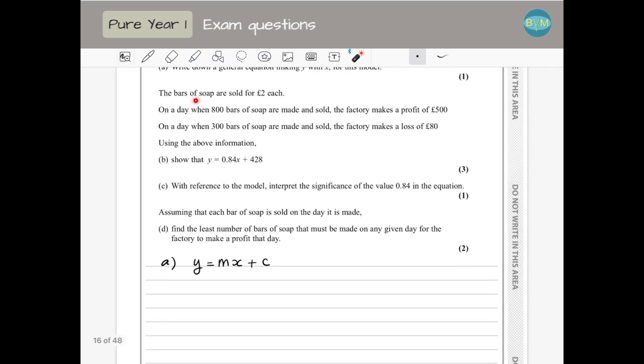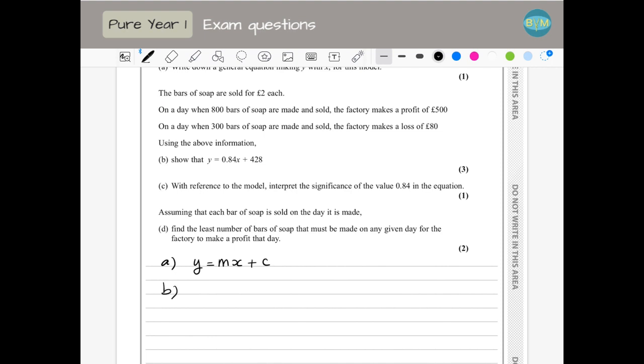Then the bars of soap are sold for £2 each, and on a day when 800 bars of soap are made, the factory makes a profit of £500. When 300 bars are sold, the factory loses £80. We have to find M and C using this information, and they are given, so we just have to check that those are the values.